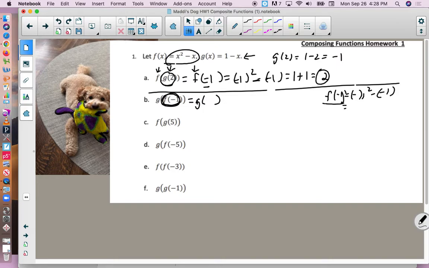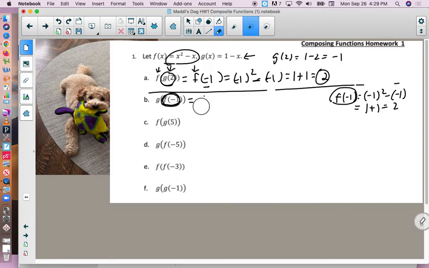So that's going to give me, sorry, let me write this a little better. I'm finding the inside, f of negative 1, in parentheses. So that gives me 1 minus negative, or plus 1. So I know the answer to f of negative 1 is actually 2. So this is what's happening. I'm just going to rewrite it so you can see it: g of f of negative 1.